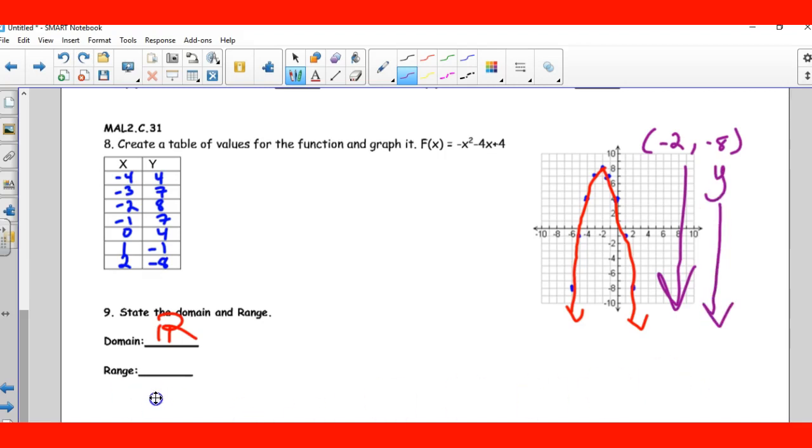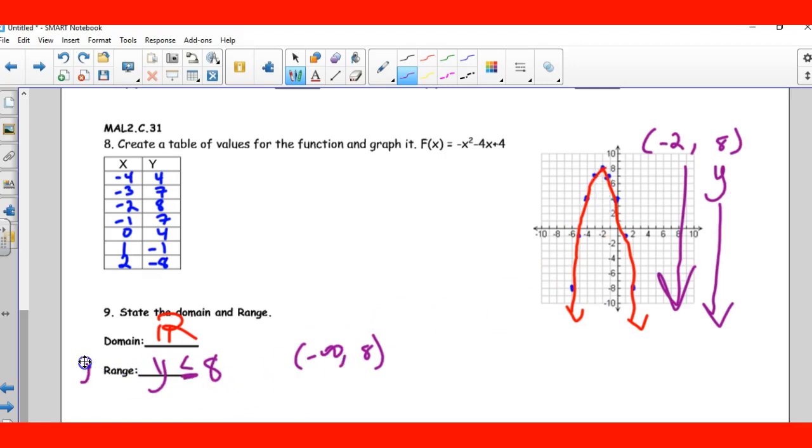There are a couple different ways to write your range. You can just say y is less than or equal to 8, or you can say negative infinity to 8. You can say it like this or like this. Most of my students are going to do this. If you're from another class, you might say something else. But y is less than or equal to 8 is your range. From 8, it just goes down from there.